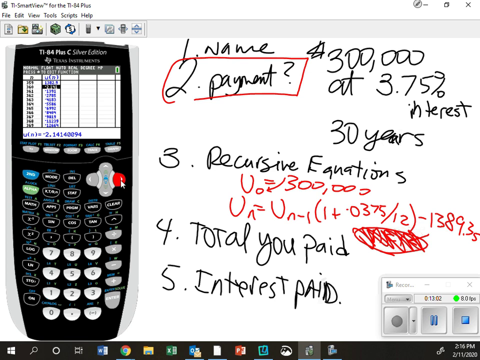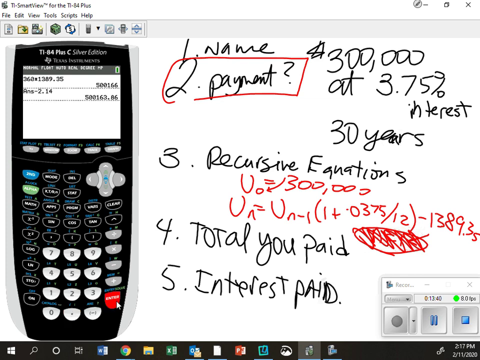Okay, so you go 360 payments of 1389.35. And then I got to remember $2.14. 360 payments times 1389.35. But then they owed me money back, minus, how much was it again that they owed me? $2.14. And then there's your grand total. 500,163.86.